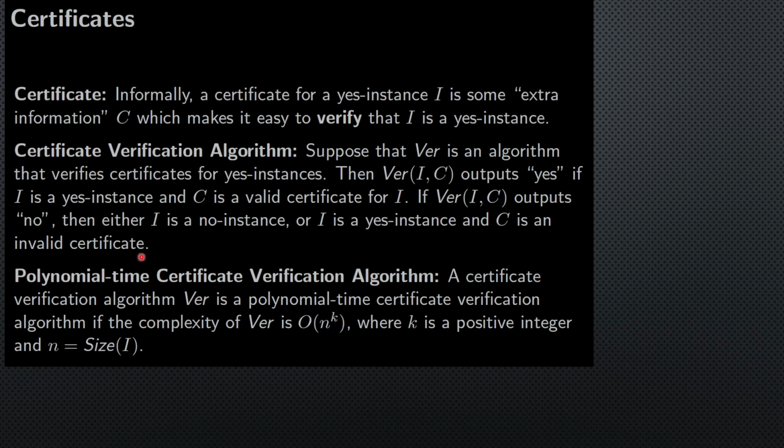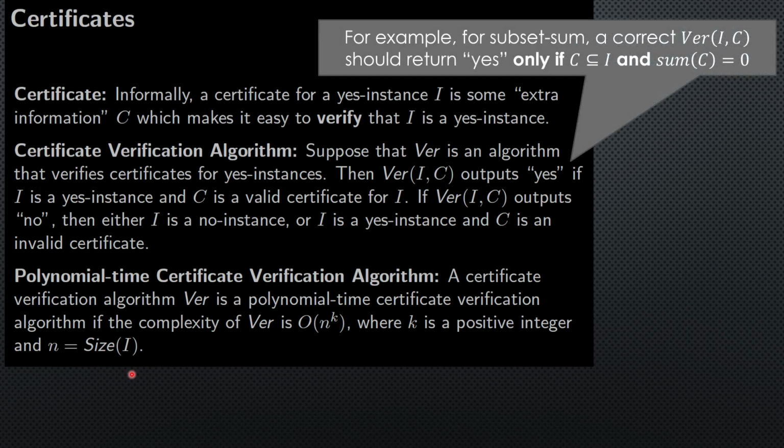Okay, and what makes this certificate verification algorithm polytime? Well, it means that it has complexity O(n^k), where n is the number of bits to write down the input, and k is a positive integer. So it's a polynomial in the size of the input, okay? The number of bits needed to write down the input.